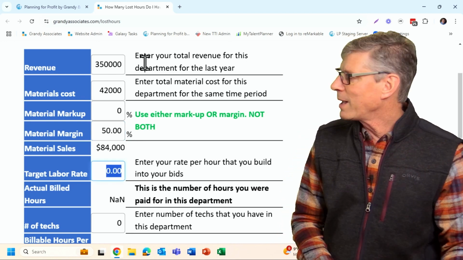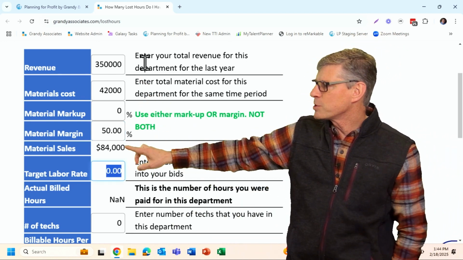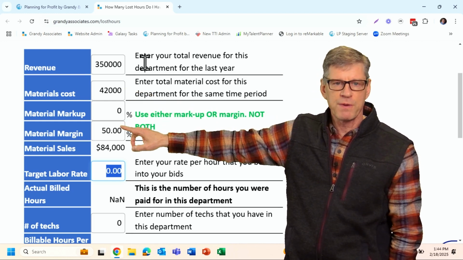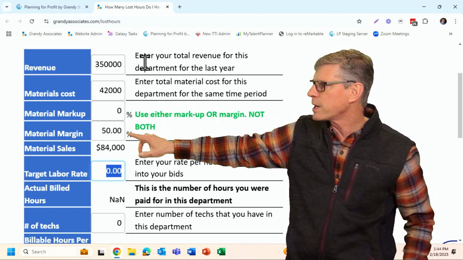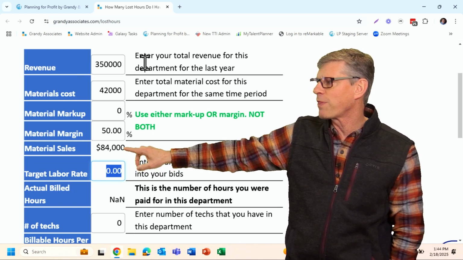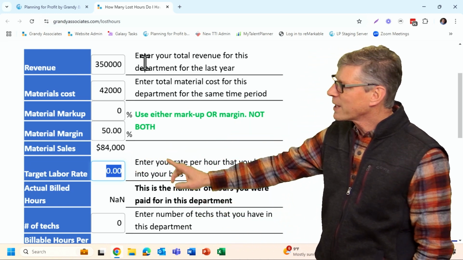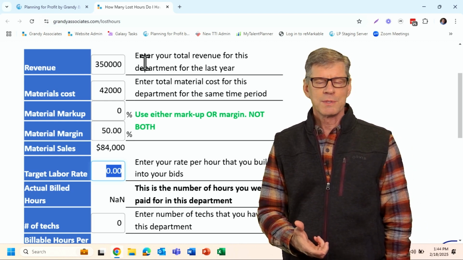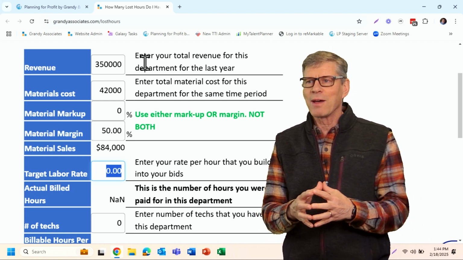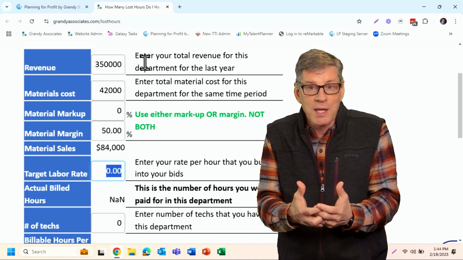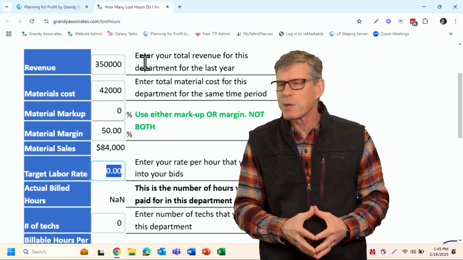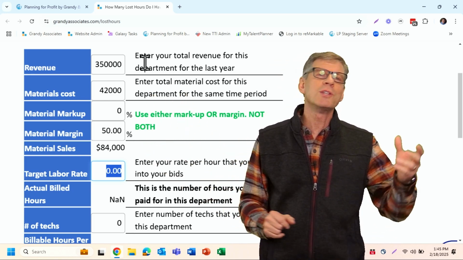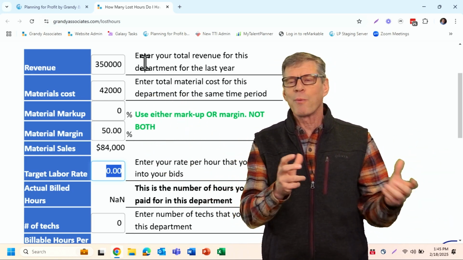When I enter that in, you can see that I'm paying $42,000 for these materials. We're using a 50% margin, which basically doubles the price, so I'm going to sell those materials for $84,000. The next field we're going to enter is your target labor rate. One of the reasons many companies don't track these hours is because it's hard to calculate. Well, my technician discounted the invoice, or he didn't charge the full labor rate. So how do I really figure out what that is?